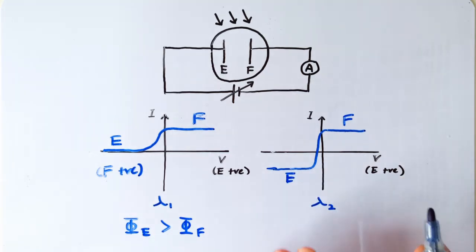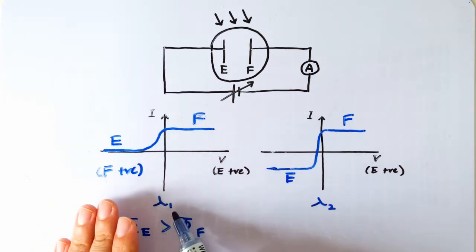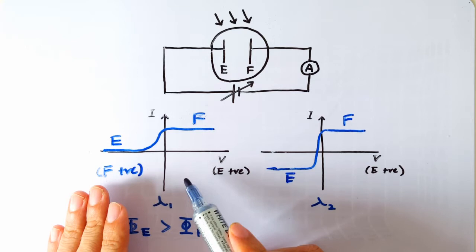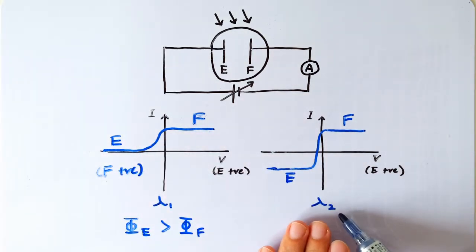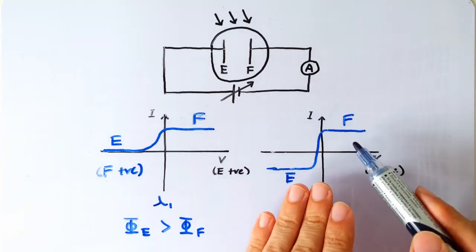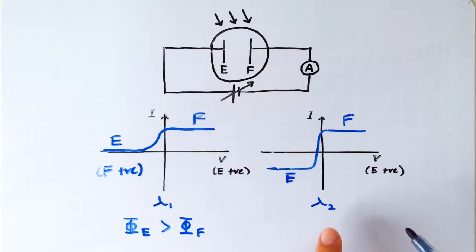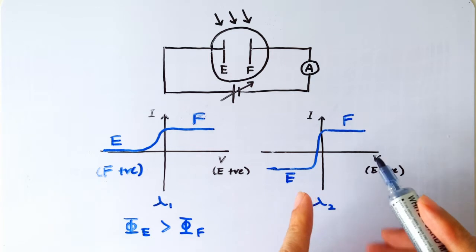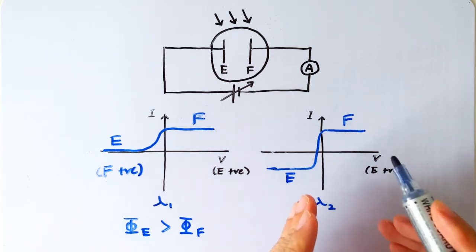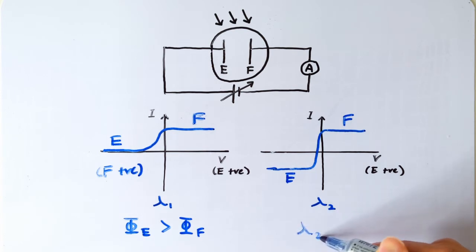So now, realize one thing. When we were using light with wavelength lambda 1, we could only get photoelectric effect from plate F. But when we change the wavelength to lambda 2, we can knock out photoelectrons from both plate F and plate E. What does that tell you about the photons being used now? The photons being used now must pack more energy, right? So higher energy must mean a shorter wavelength. That means lambda 2 must be a shorter wavelength than lambda 1.